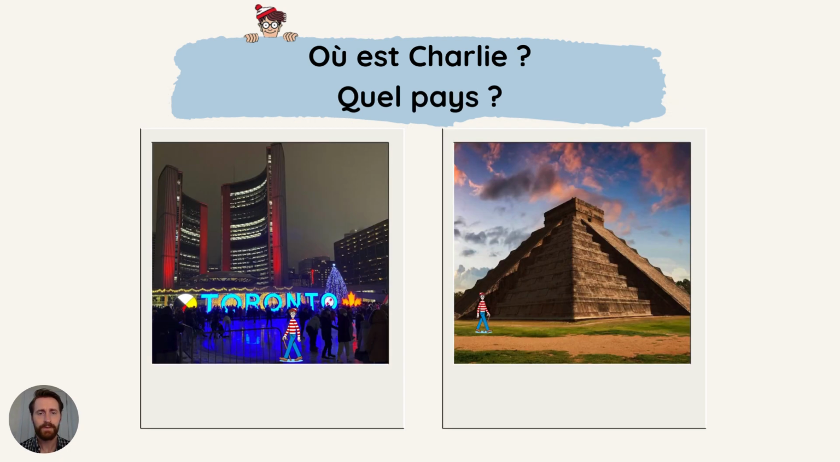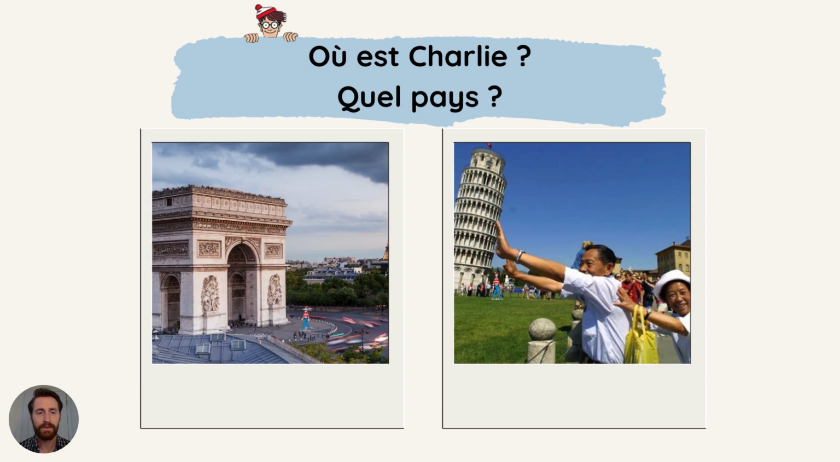Où est Charlie? Quel pays? So what country is Charlie in? Or what country is Waldo in? Il est au Canada ou il est au Mexique? Où est Charlie? Quel pays? Il est en France et il est en Italie.